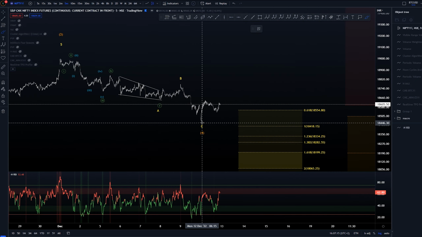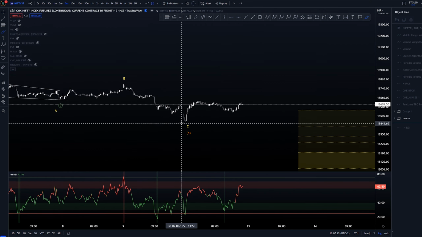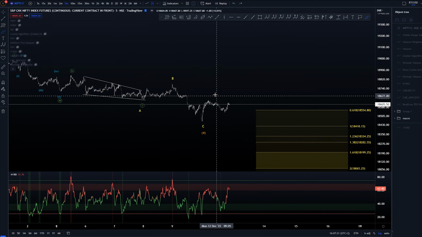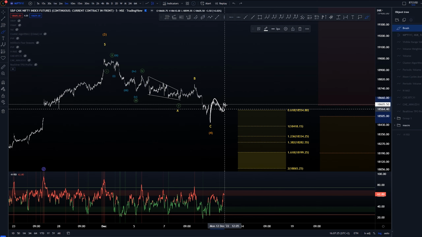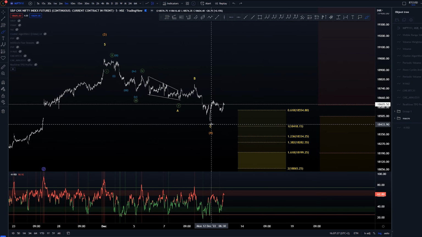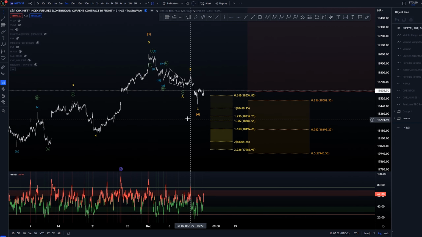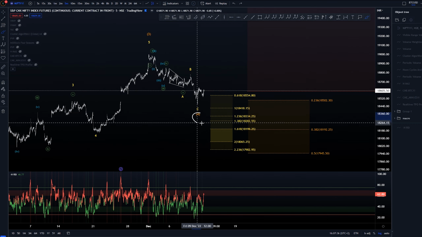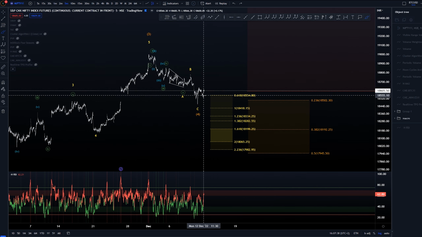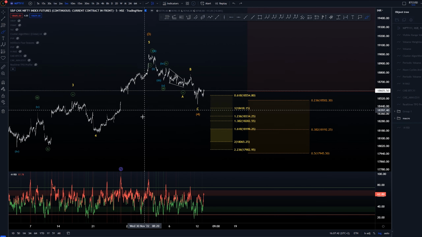From there on out, we had somewhat of an impulsive looking structure here, not really looking too good on the substructures, but I do feel like we still need at least one more leg here to create an ABC. So that is going to be creating this structure of wave 4 complete, or we are still going to be creating another leg downwards for that wave 4.